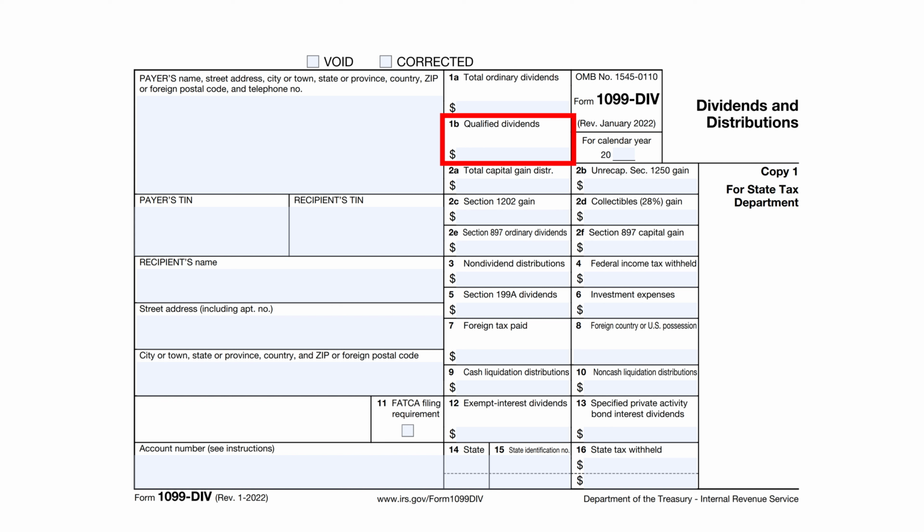What is the qualified dividend? Qualified dividends are distributions that are taxed at preferential tax rates, which are 0%, 15%, or 20%. These tax rates as well as tax brackets are exactly the same as for long-term capital gain. Your brokerage will show qualified dividends in box 1b of the Form 1099-DIV.